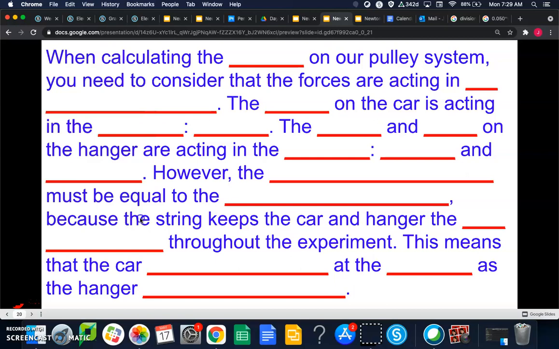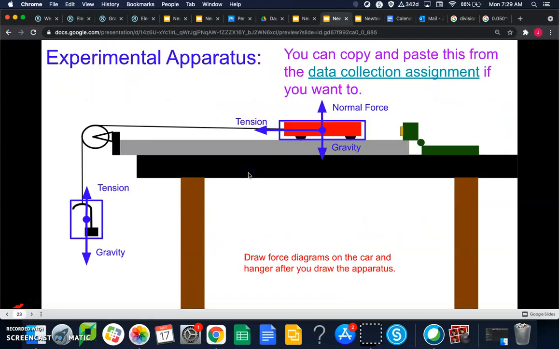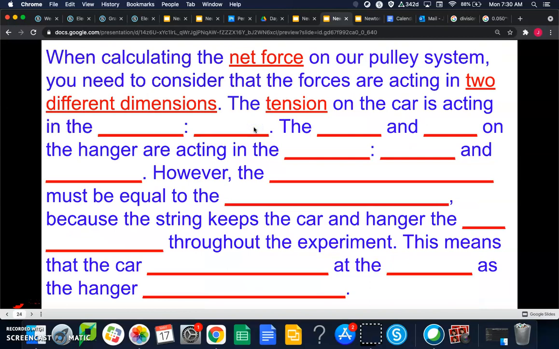Okay, so when calculating the net force on our pulley system, you need to consider that the forces are acting in two different dimensions. So what do I mean by that? For example, if we look at the car, the only real significant force on the car is the tension, because the normal force and gravity cancel each other out, and the tension is acting in the x direction, right? So it's pulling it to the left in my drawing. Maybe it's to the right in yours. If yours is to the right, you can write to the right here.